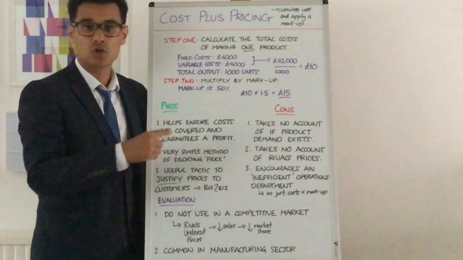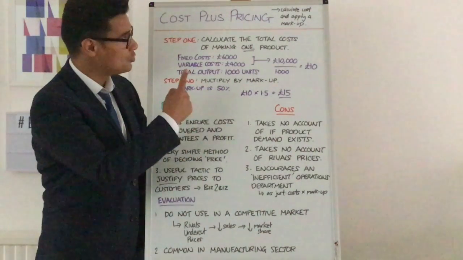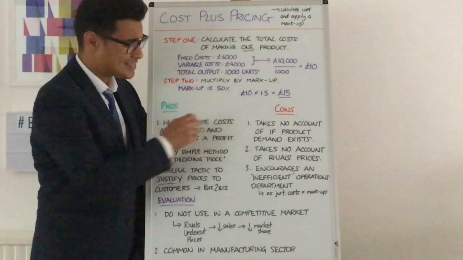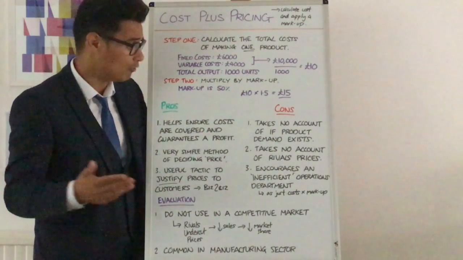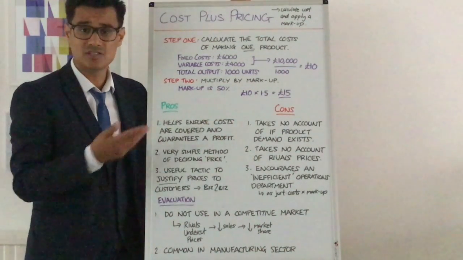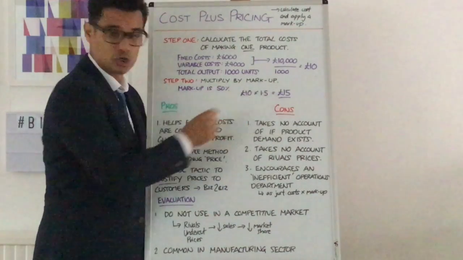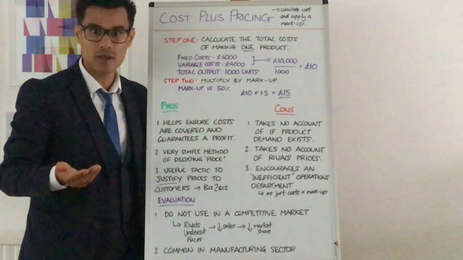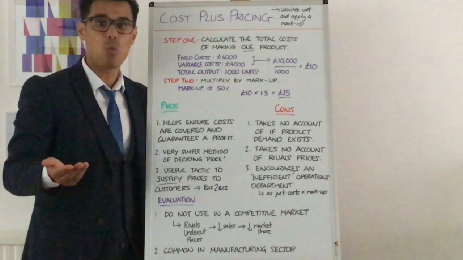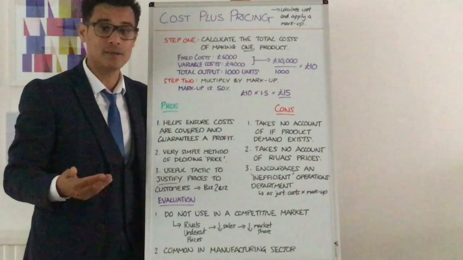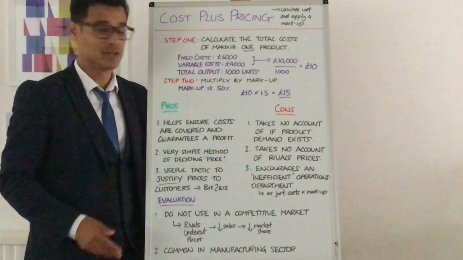On the other side, the cons, the disadvantages of using cost plus pricing. Well, it takes no account of the demand for the product. Is there any demand for this product when you charge 15 quid for it? There might be none because it might just come out at a way too high a price, or it might come out at a way too low a price.